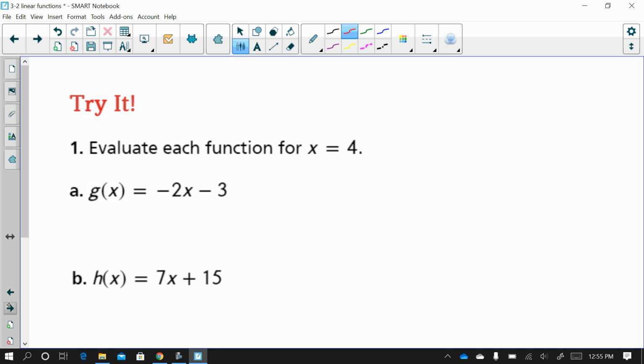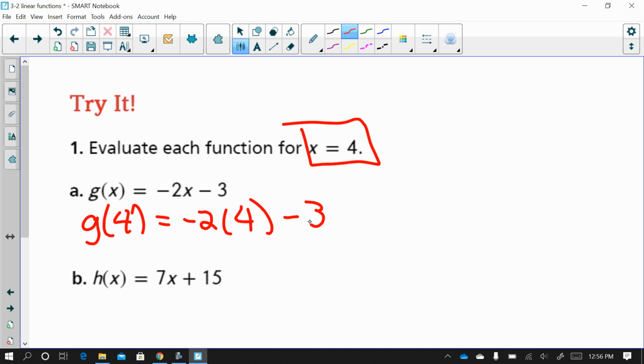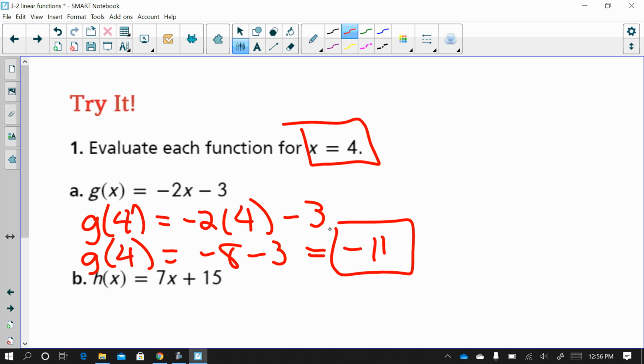So all you're going to do is evaluate each function. Pause the video and try letter A, please. g of x equals negative 2x minus 3. I know x equals 4. So anywhere I see x, I'm plugging in 4. So g of 4 is equal to negative 2, instead of writing x, I'm going to write 4, minus 3. So g of 4 equals negative 2 times 4, which is negative 8, minus 3 equals negative 11. So negative 11 is my answer.